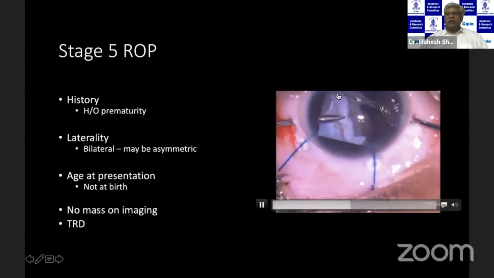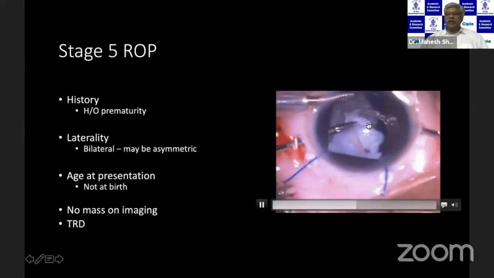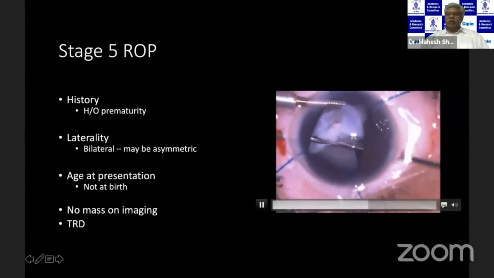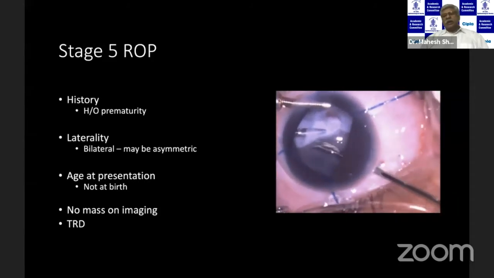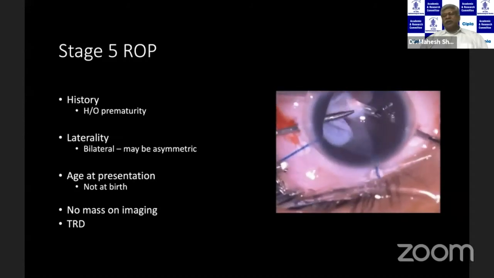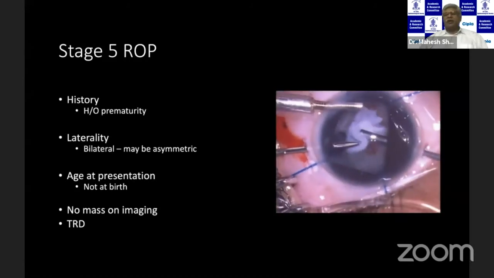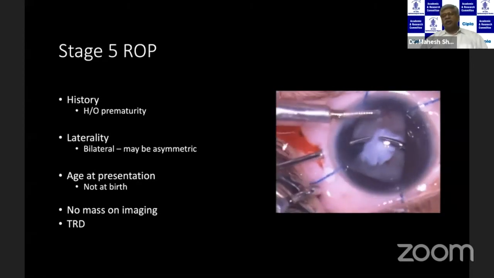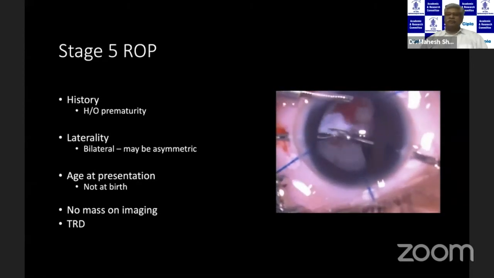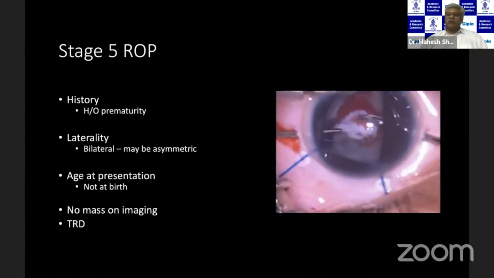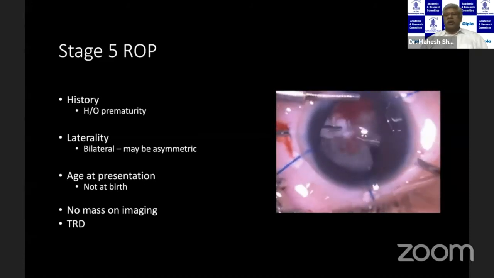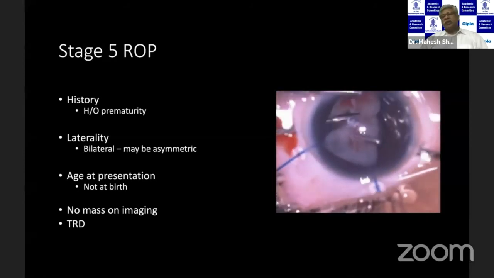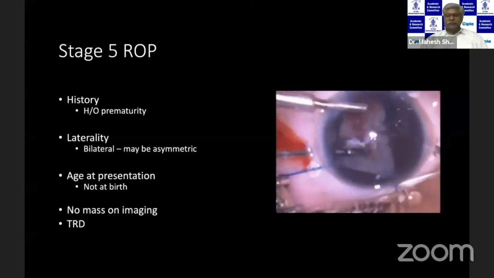And on imaging, we'll see no mass on imaging and traction retinal detachment. Here we can see I am dissecting this fibrovascular tissue, and what we see underneath is the traction retinal detachment, which is lifted up. So this is how we would handle an ROP. But you can obviously see it's a fibrovascular tissue just behind the lens, and it's very difficult to mistake this for retinoblastoma. And of course, there'll always be a history of prematurity as well. That's the last part of the fibrous tissue being removed. And underneath, you can see the retinal detachment, which is tractional. We usually leave this alone for it to reattach.